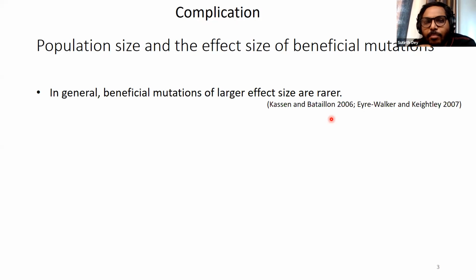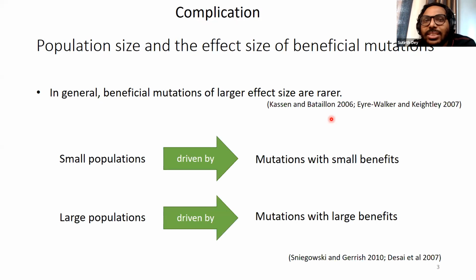Now, if beneficial mutations of large effect sizes are rarer, then it follows that small populations and large populations are going to behave slightly differently. In small populations, evolution will be primarily driven by mutations with small benefits, because these are the mutations which are more common and therefore accessible to the small population. The large populations are going to be driven by mutations with large benefits, because such mutations, although rarer, will be accessible to the large populations because of their larger size. And once they come, they will obviously be able to increase the fitness of the larger populations by quite a lot.